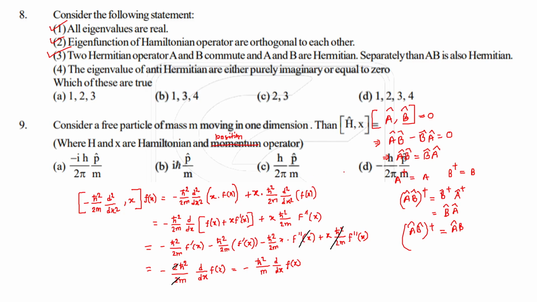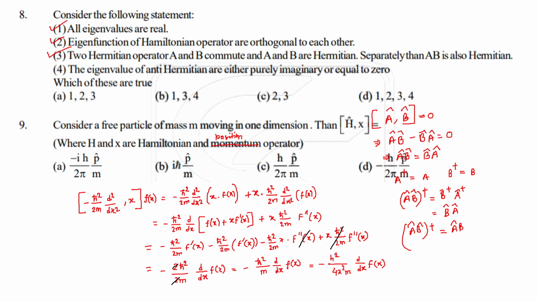Any answer A, B, C, D, none of them looks like this. So we have to do something so that it becomes like the answer given in the question. So h cut square is nothing but h square by 4 pi square m, because h cut is h by 2 pi, right? D by dx f of x. Now you can see it is h square by 4 pi square m.